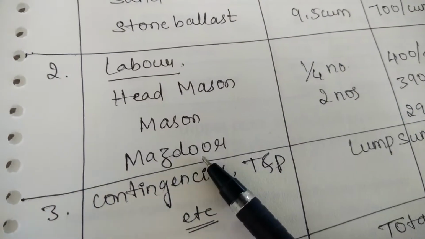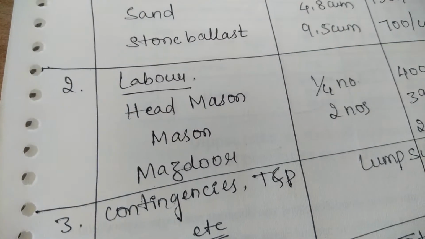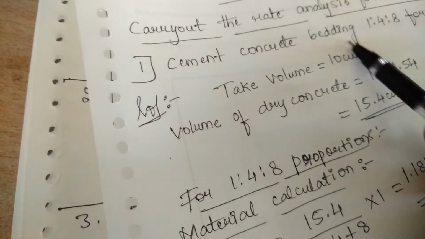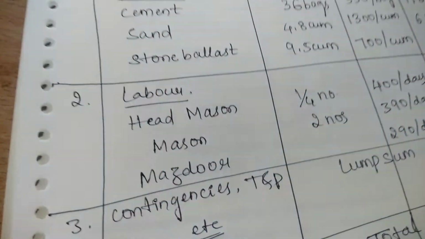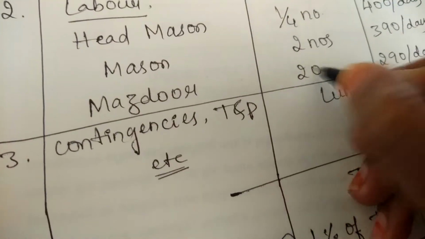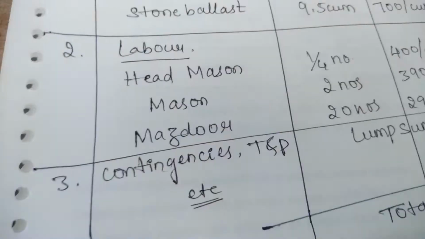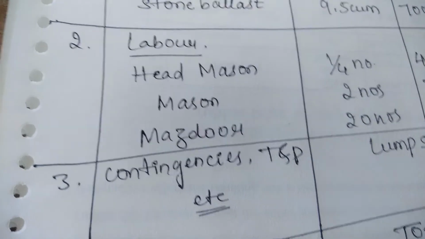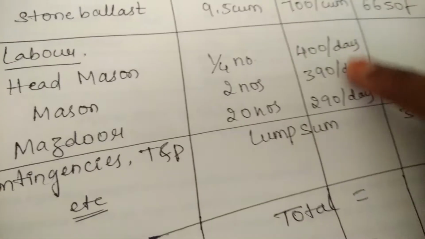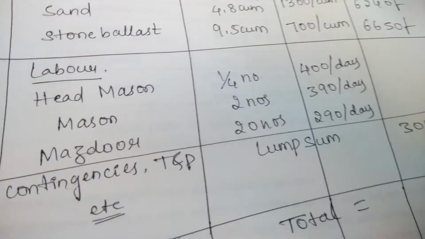Now for finding the mazdoor, you multiply these two with the volume you considered in the earlier step. We are doing this for 10 meter cube here. So you multiply 2 with 10. 2 into 10 gives you 20. So totally 20 mazdoors are required for the construction of cement concrete bedding for 10 meter cube of volume. Now all these are the rates fixed per day according to the type of the labor.